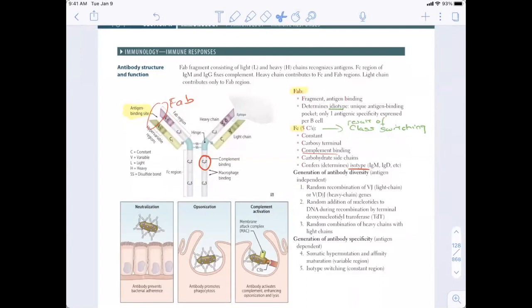Now, other key things to remember, before we look at the functions of antibodies, is how do we generate diversity? Okay. How do we generate diversity? So there's going to be what's called your antigen independent generation of diversity and antigen dependent. So if it's antigen dependent, then it has to affect a region that has to do with antigen binding, which is my variable region, which is my FAB. All right, my FAB is my variable region.